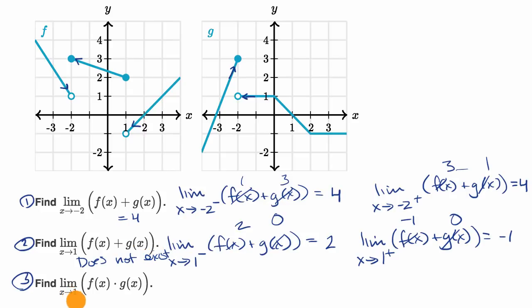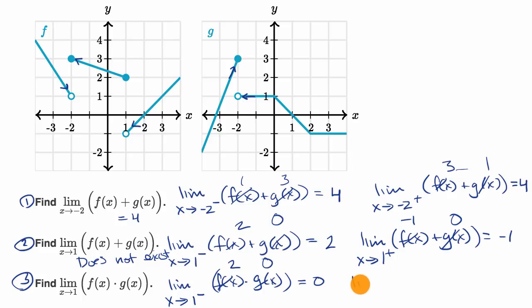And then last but not least, the limit as x approaches 1 of f of x times g of x. So we'll do the same drill. Limit as x approaches 1 from the left-hand side of f of x times g of x. Well, here, and we could even use the values here, when we're approaching 1 from the left, we are approaching 2. So this is 2. And when we're approaching 1 from the left here, we're approaching 0. And so we're going to be approaching 2 times 0, which is 0.